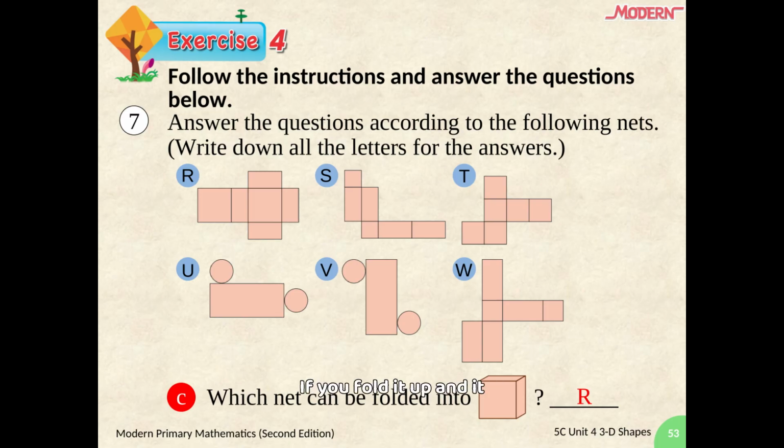If you fold it up and it makes a perfect cube without any sides overlapping or leaving gaps, then congratulations, you've found a net. If it fails, don't worry. That's just part of the thinking process. Separate the squares and try a different layout. In math, wrong answers are just steps on the ladder to the right one.